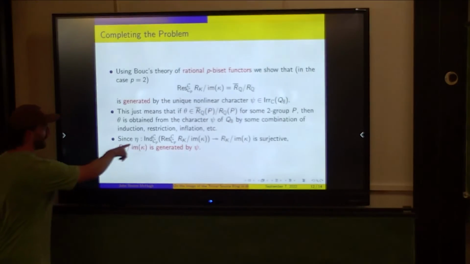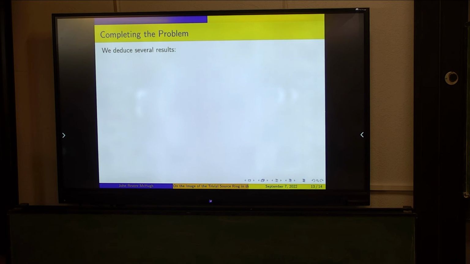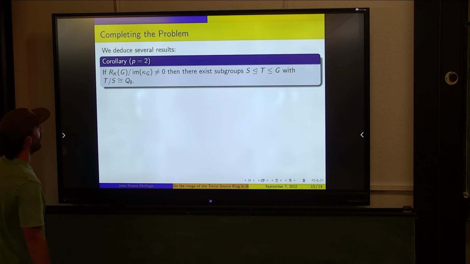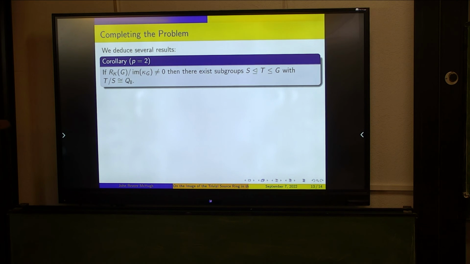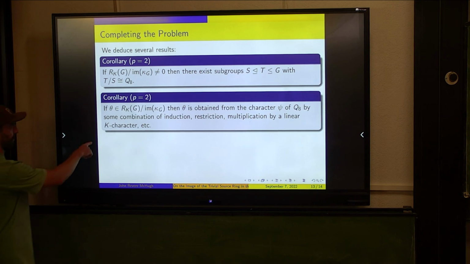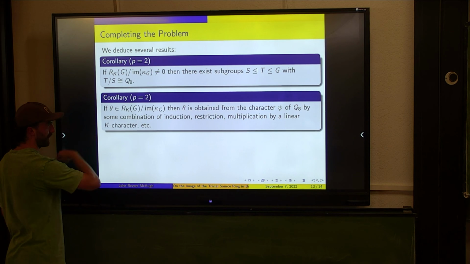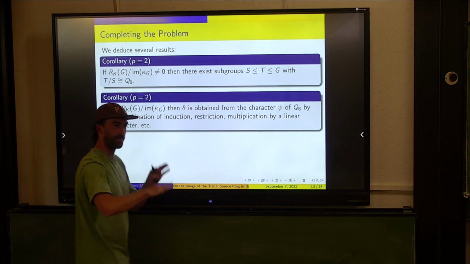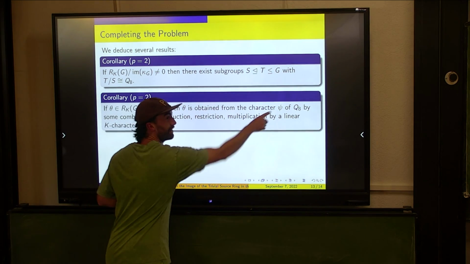Okay, since eta is surjective, this thing is also generated by psi, and so we deduce all of the conjectures we made in the beginning. If this quotient is non-zero, then the group G has to have a subquotient isomorphic to Q8. When P is equal to 2, and you have some element in this quotient, in the cokernel, the theta actually comes from psi. So all of the groups that appeared in that table for P equals 2, if you think of those cokernels being non-zero as a problem, the source of the problem is this bad character.